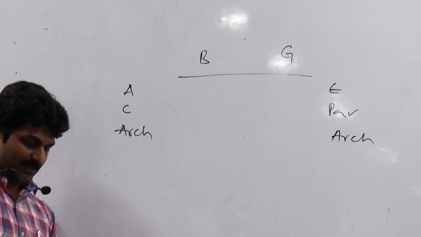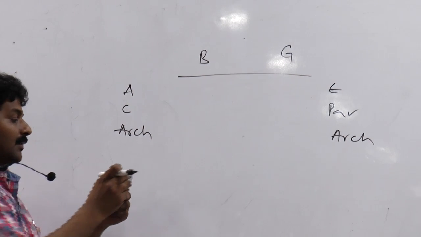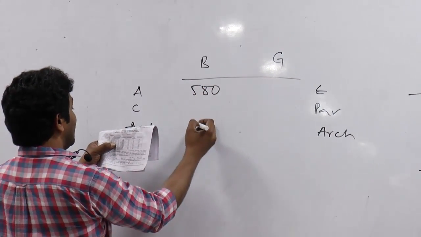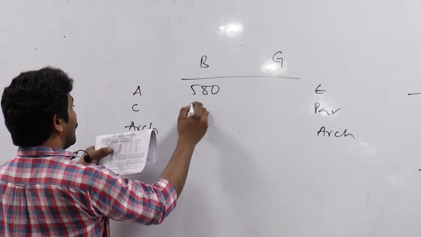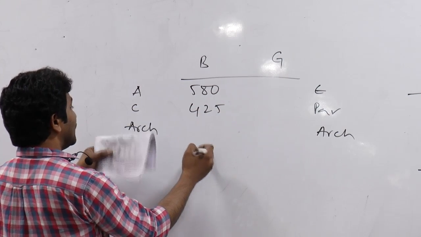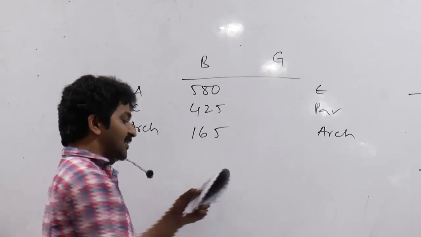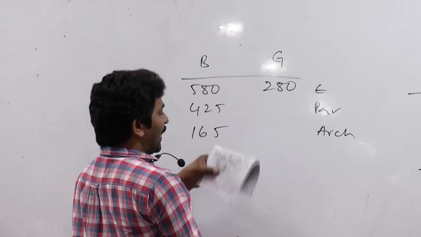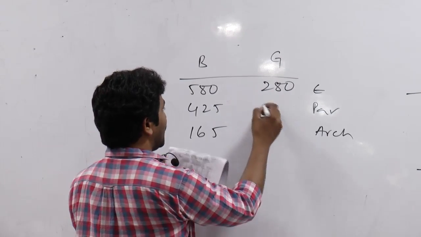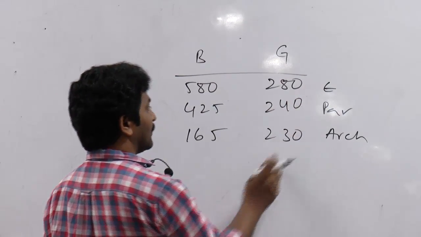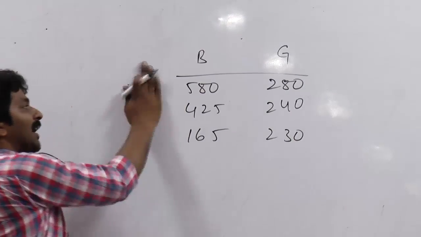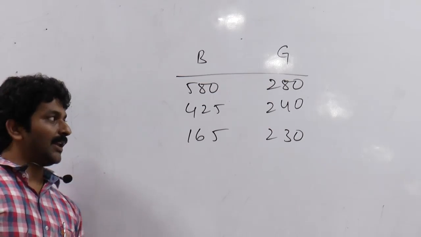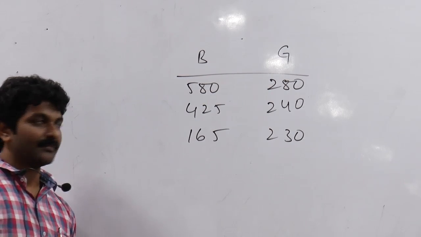Let me write those numbers. B: arts 580, commerce 425, architecture 165. And then G: engineering 280, paramedical 240, and then architecture 230. You need to take the average of these 3 numbers and then the average of these 3 numbers and then go for the difference. Instead, I will go for the difference first and then go for the average.